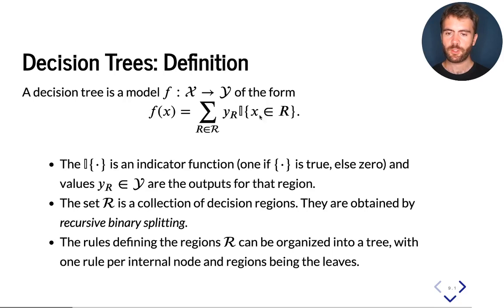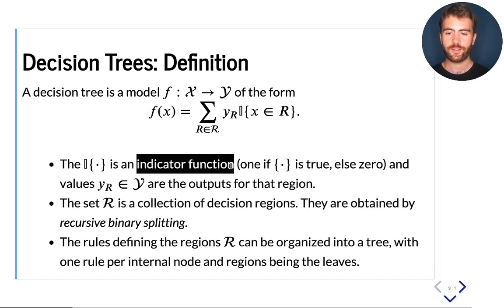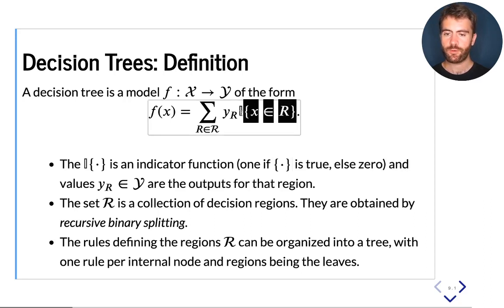If you're not fully familiar with this notation, this I stands for an indicator function, and an indicator function simply means that when the term inside the parentheses is true, then it equals 1, and otherwise it equals 0. Given an x, since the regions partition the space of features, x will fall into one of these regions. So one of these terms will equal 1 and everything else will equal 0, and therefore the value of f of x at that point will simply equal the predicted y value for that particular region.